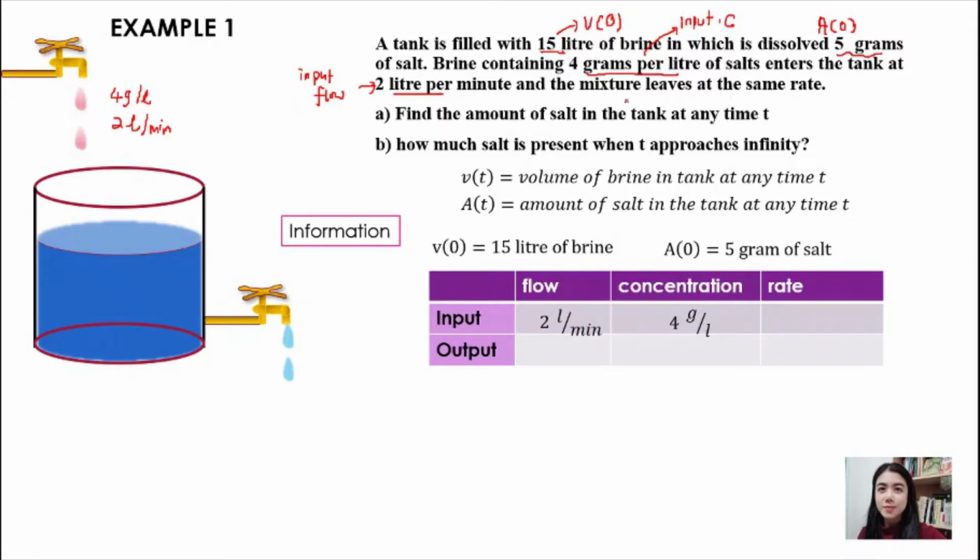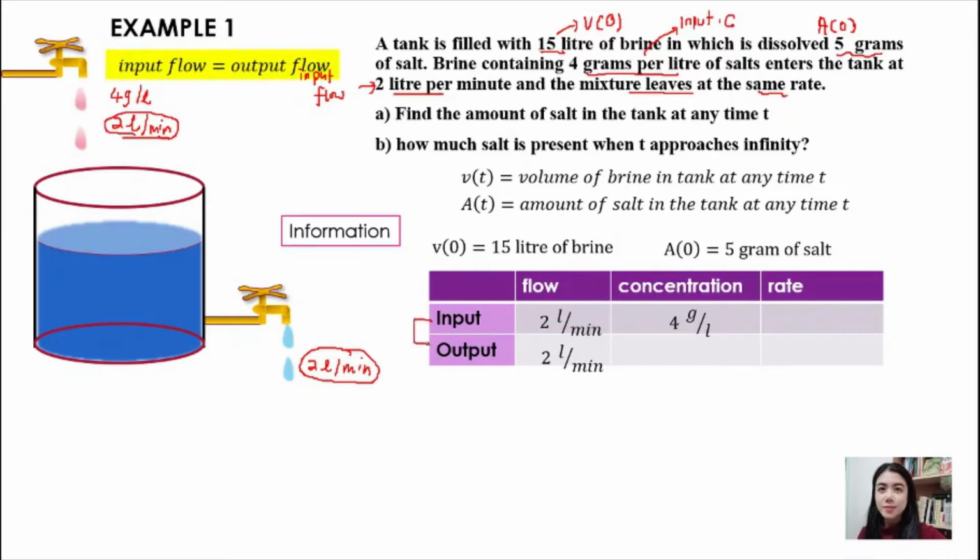Then it says that the mixture leaves at the same rate. That means it leaves at 2 liters per minute. So you have an output flow of 2 liters per minute. If you look at this case, basically we have the case of the input flow equal to the output flow, because you have the same value here.